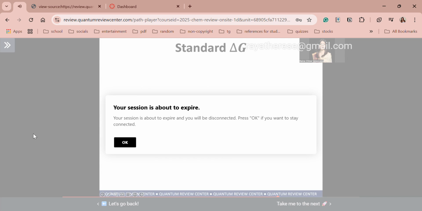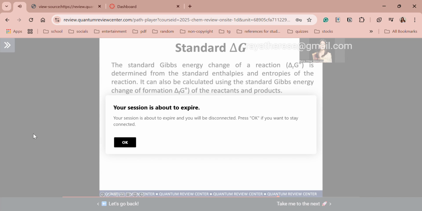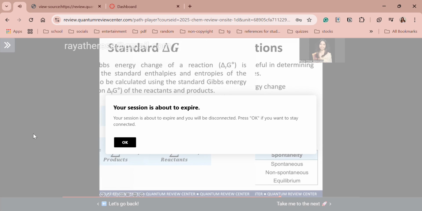Now we can also determine the standard delta G. The standard Gibbs energy change of a reaction is determined from the standard enthalpies and entropies of the reaction. It can also be calculated using the standard Gibbs energy change of formation, delta Gf, of the reactants and products. So same as what we did in the standard entropy change and standard enthalpy change. Again, delta G naught is equal to the standard enthalpy change minus temperature times the standard entropy change of the reaction. Now again, these are applicable to reactions. Second equation, delta G naught for a reaction is equal to the summation of the Gibbs energy change values for the products minus the summation of the Gibbs energy change of the reactants.